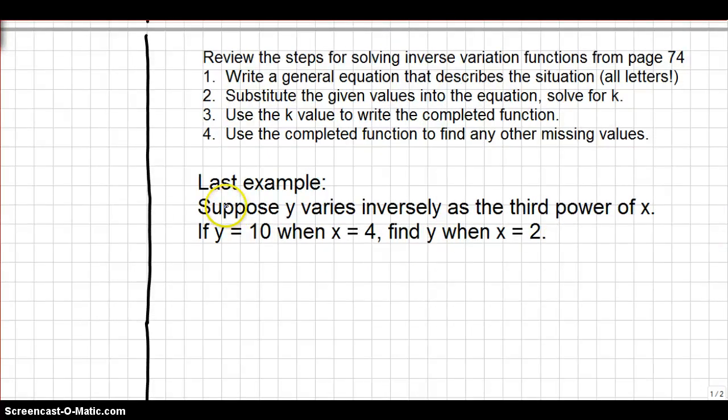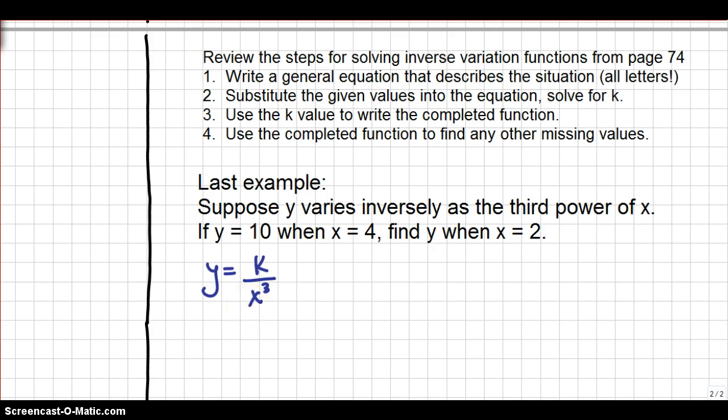This one is not a word problem, it's simply using the words that are given. Suppose y varies inversely as the third power of x. So we know that y equals, since it's inverse, we have to put our x on the bottom. They tell us to use a third power, so I'm going to put a 3 with my x.